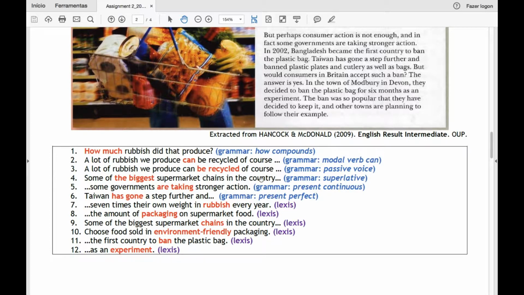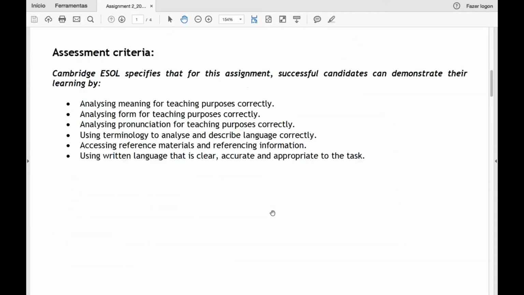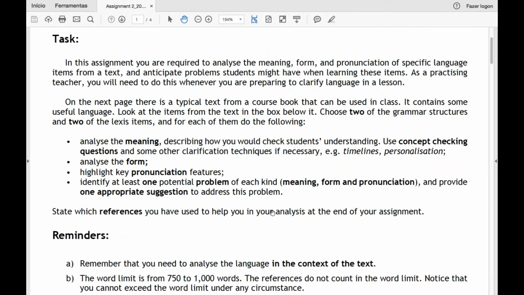You have to choose 2 items of grammar, so they are the items in blue, and 2 items of lexis, they are the items in purple. Once you have selected the 4 items, you have to 1. Analyze the meaning, describing how you would check students' understanding. For example, you could use concept checking questions and some other clarification techniques if necessary, like timelines, personalization, etc.